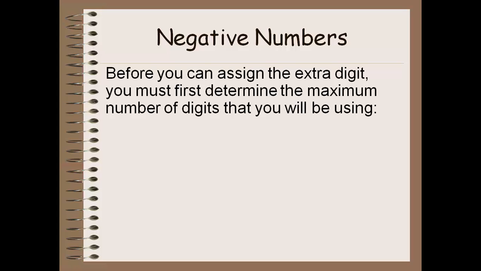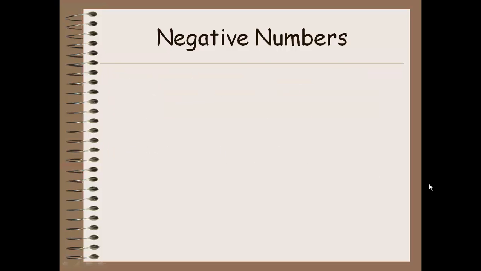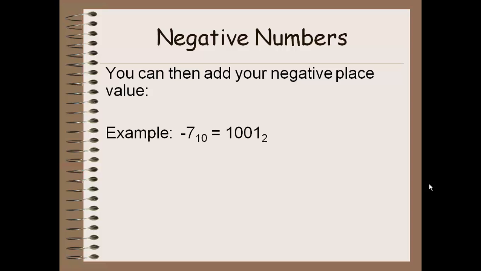But before you can assign this extra digit, you first have to tell the computer what the maximum number of digits you're going to be using in your mathematical calculations. So for example, if I was going to try and figure out the number 7 in decimal, it's going to be 111, 3 digits long. So if I know I'm going to work with 3 digits, I'm going to add in an extra digit in front as my negative value.